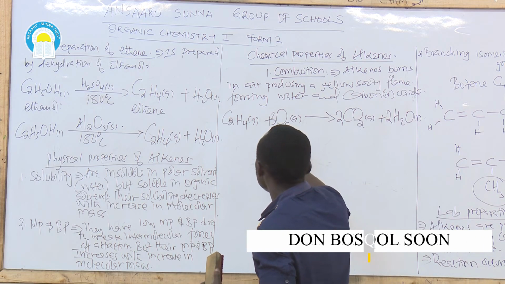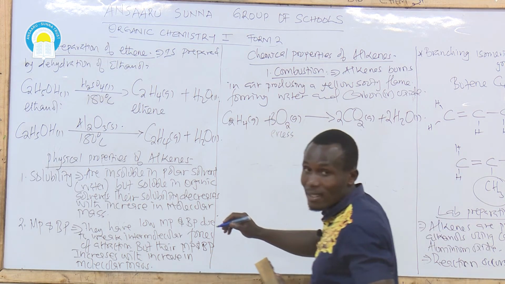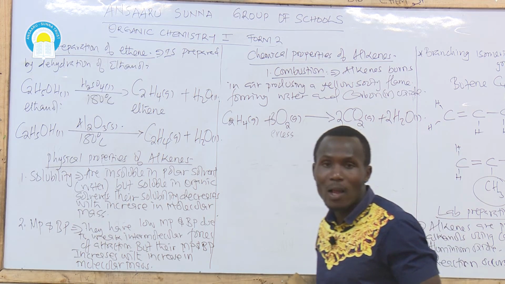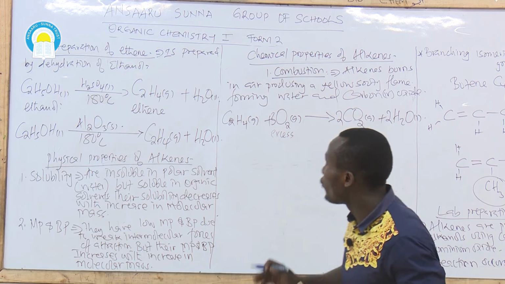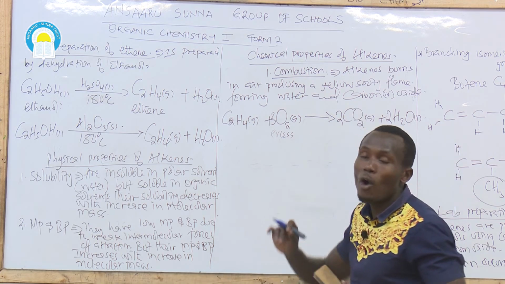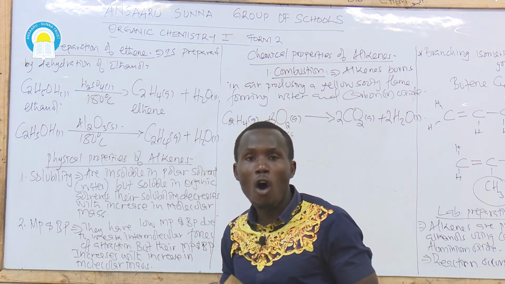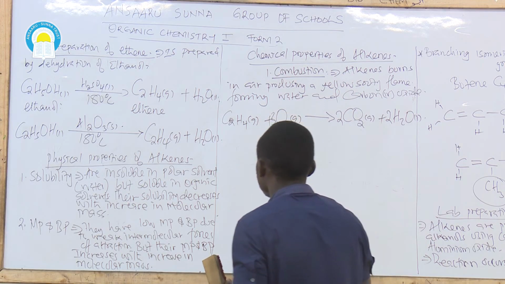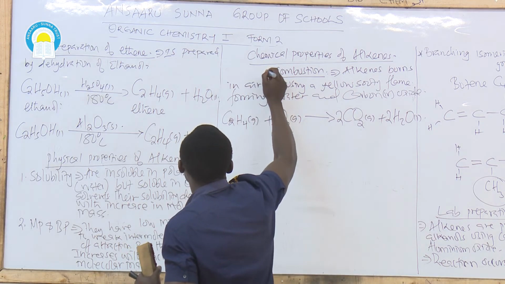So which means here we are having excess oxygen. Under limited supply of oxygen, instead of forming carbon 4 oxide, we obtain carbon 2 oxide. Therefore, that is the first chemical property.